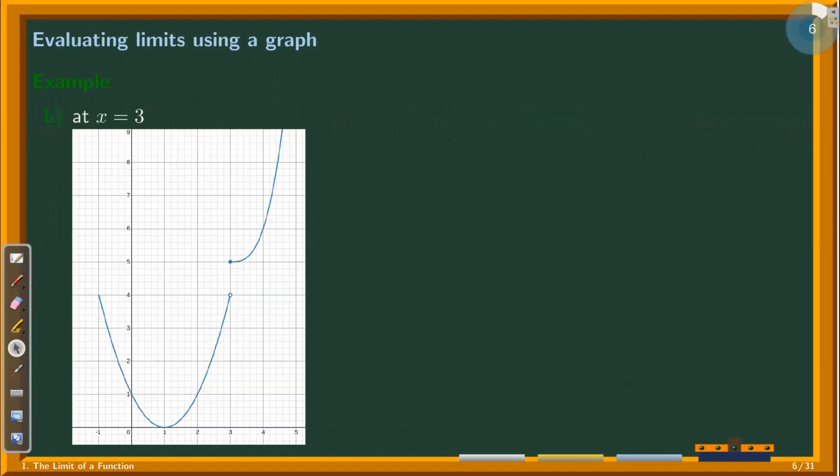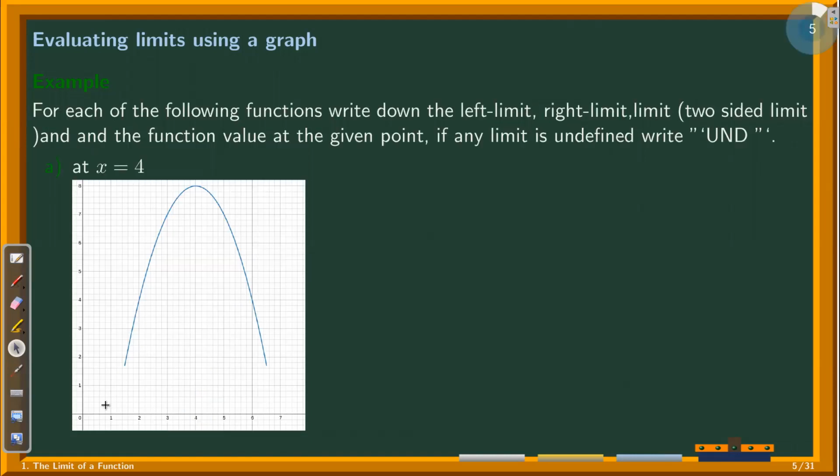I will start from this side, so I'll approach 4 from the lesser side. I start from this furthest point, right below here, and I'm approaching 4 along the lesser values. So that I denote by this limit.